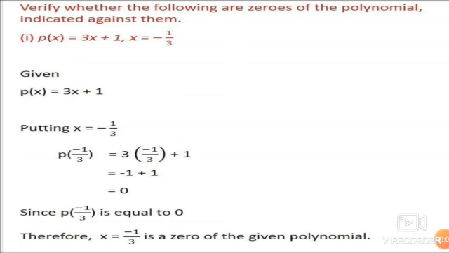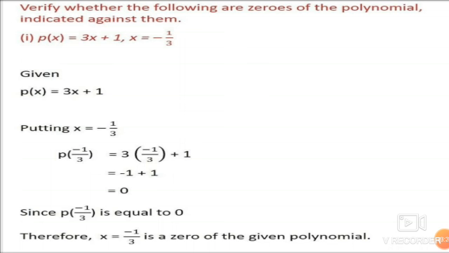Okay, what is the first expression here? p(x) = 3x + 1. In that we have to substitute the x value, I mean p(-1/3). Wherever x is there, you substitute -1/3. Next, equals 3 times the x value, -1/3, plus 1, as it is.